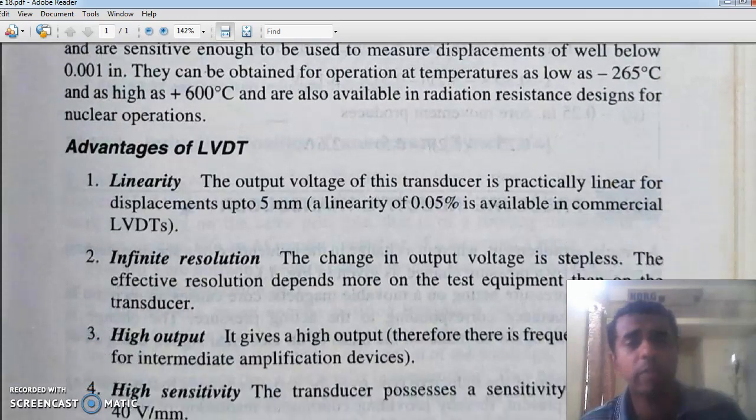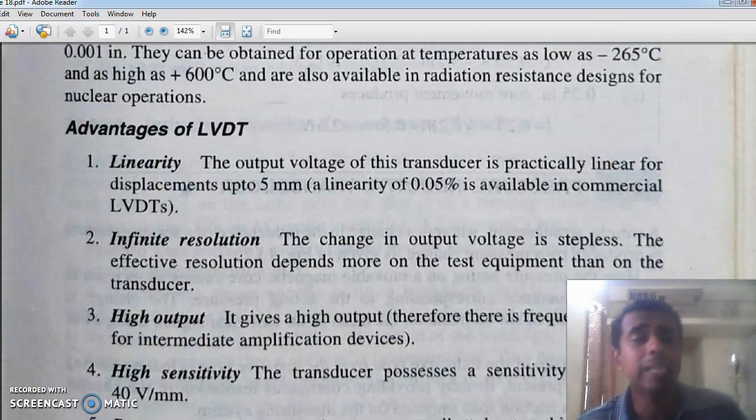So there are several advantages. The main thing is that it is linear. The characteristic is linear, that is linearity. We always expect linearity, even though we have some non-linearity in many systems. Many systems are non-linear. We make some valid approximations and make it linear. So linearity is very important. So here is the main advantage of LVDT, that it is linear.